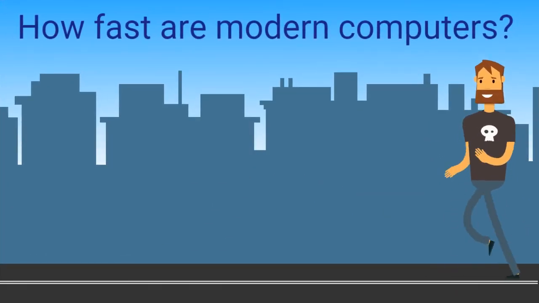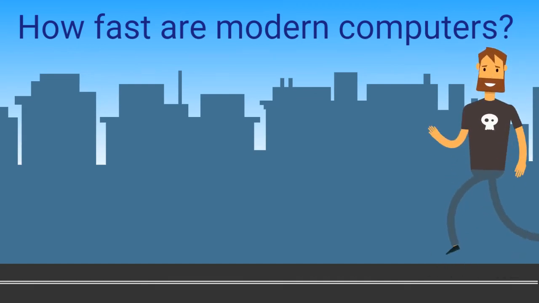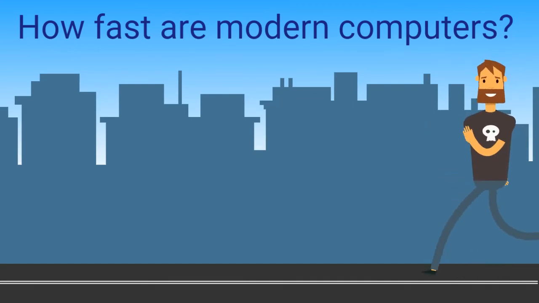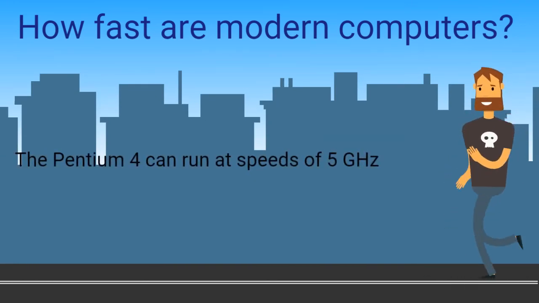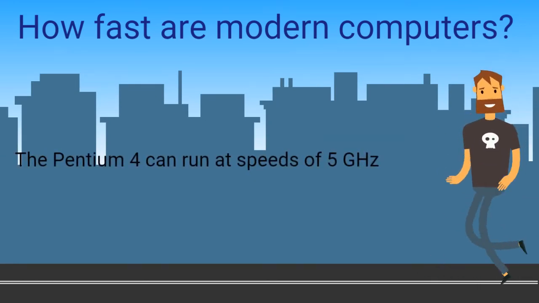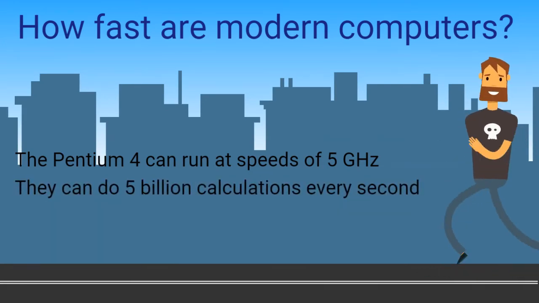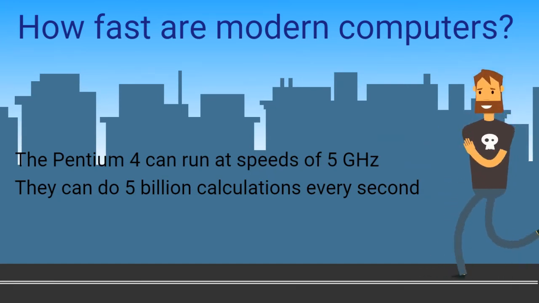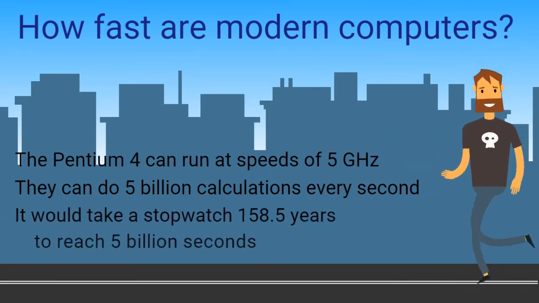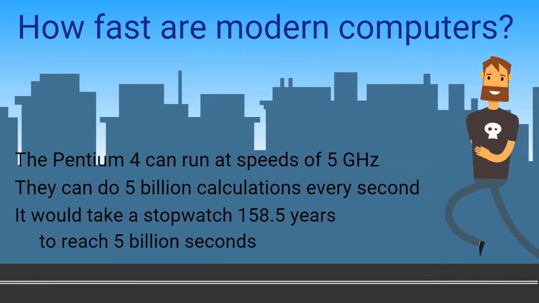So if computers are so simple, why are they so powerful? The answer is they can do these simple calculations at astonishing speeds. A modern processor running at 5 gigahertz can perform 5 billion calculations every single second. To give some context to how large that number actually is, it would take a stopwatch 158.5 years to reach 5 billion seconds.